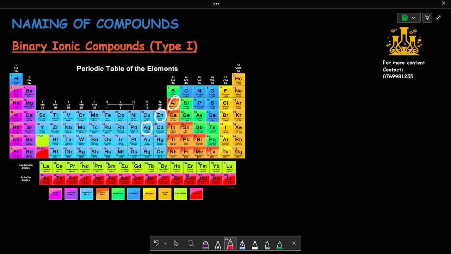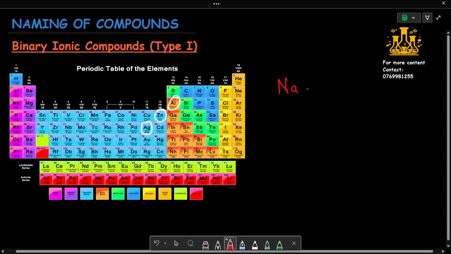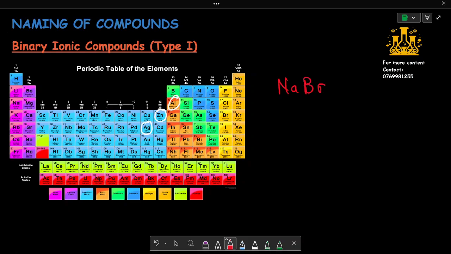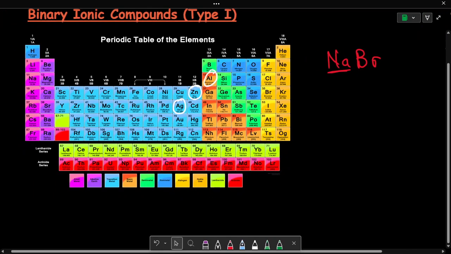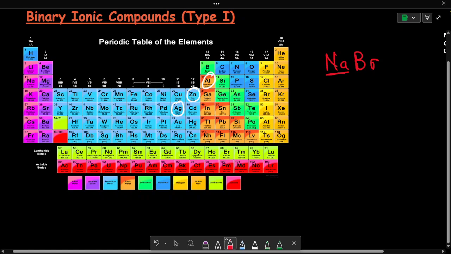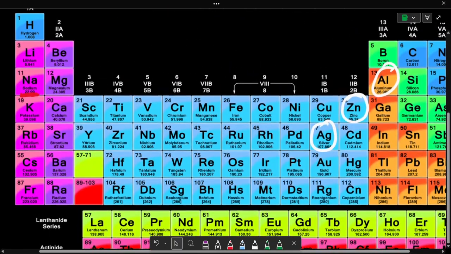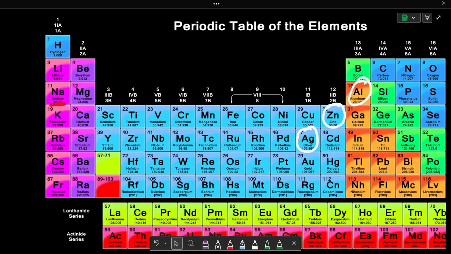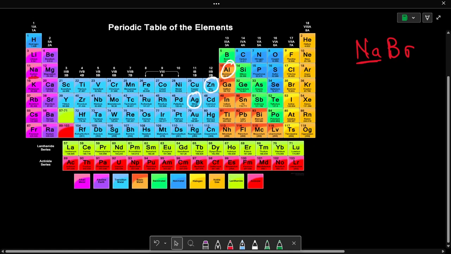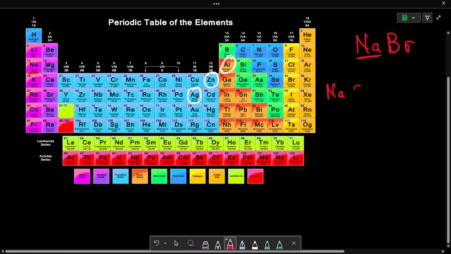So what if you had, for example, NaBr, and they tell you to name this compound? You have to look at it. You go to your periodic table and find Na. Na is from group 1, which is sodium. You find the name on the periodic table. So capital letter N and small letter a represent sodium. So you know that the metal they are talking about here is sodium. So Na is sodium.